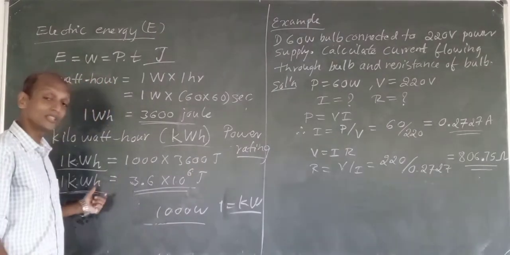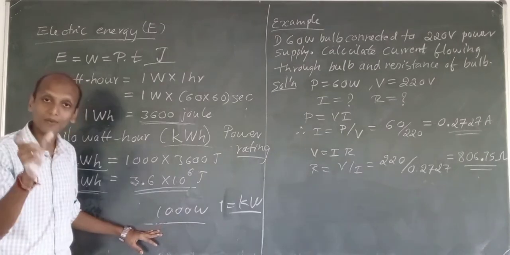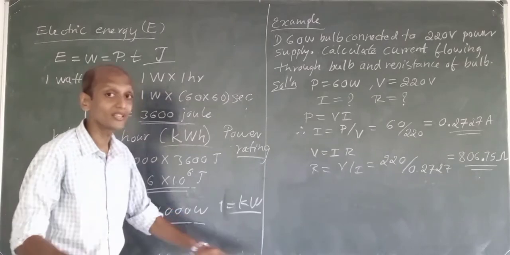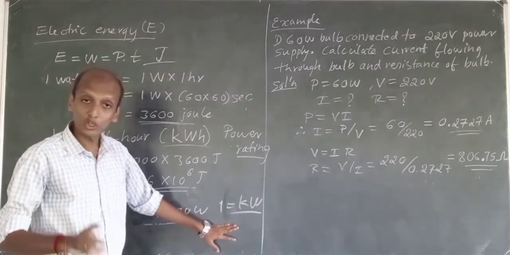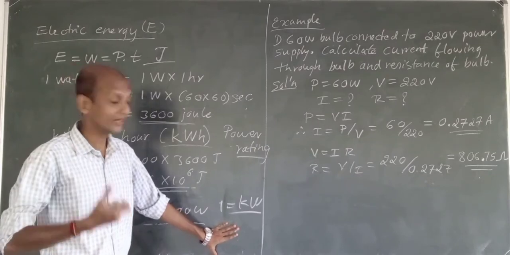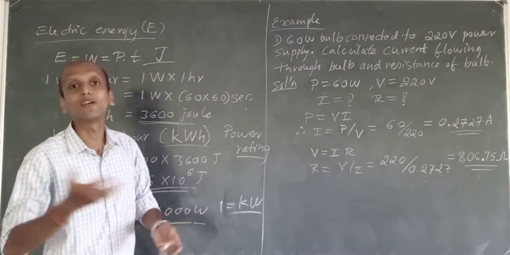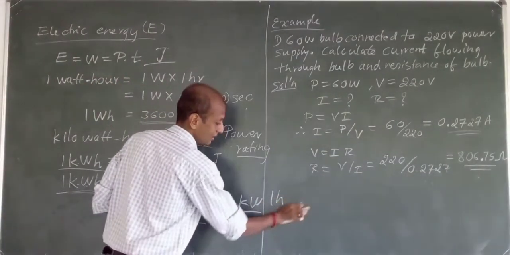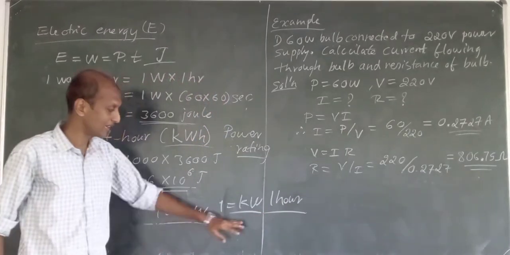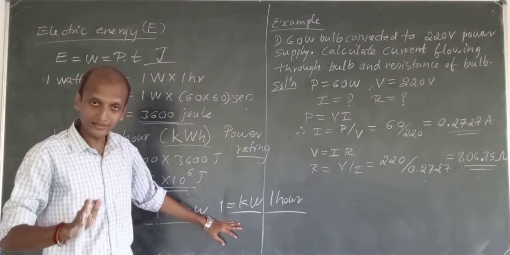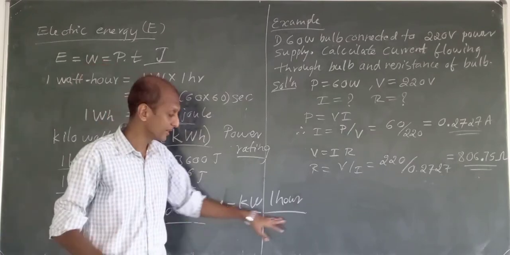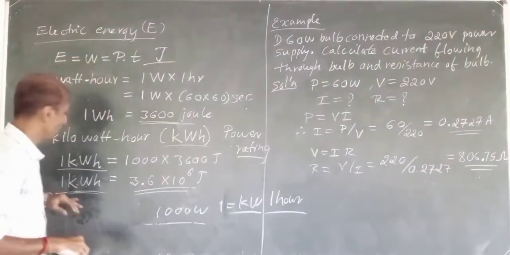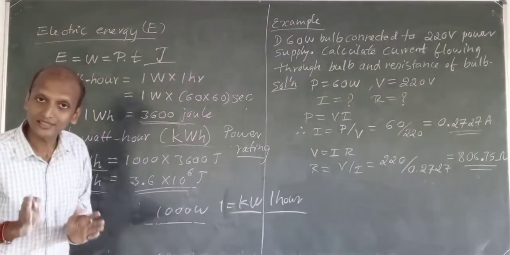So likewise, 1000 watts is equal to 1 kilowatt. If I have some appliance of 1000 watts, that is equal to 1 kilowatt. If some device of 1 kilowatt power rating is operated for 1 hour, then I can say the energy consumed is 1 kilowatt hour.